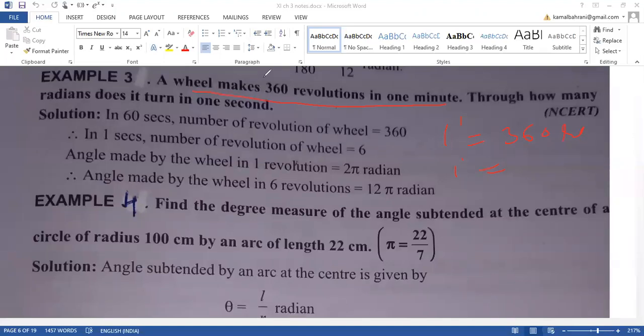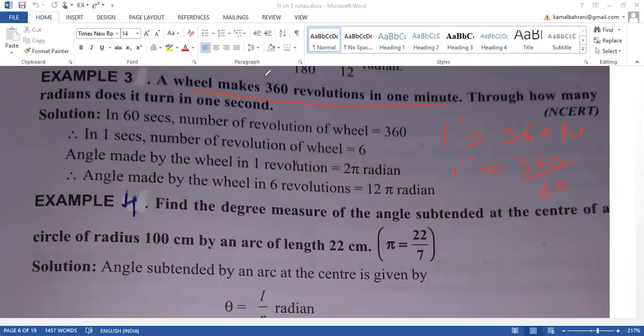1 minute is equal to 360 revolutions. In 1 minute, the wheel is rotating 360 times. So in 1 second, how much will it be? Anyone? 360 by 60? This is a simple concept.